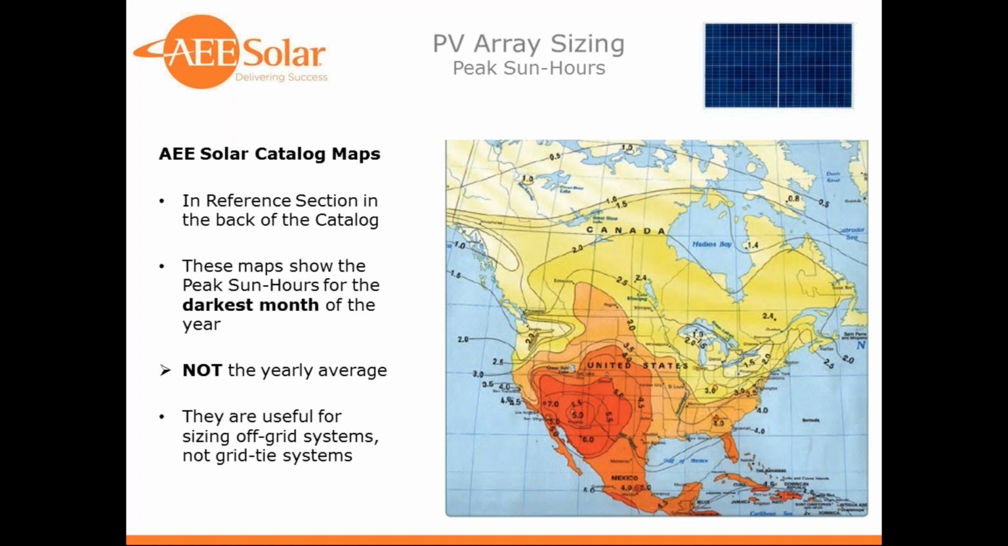Now, these maps are for the darkest month of the year around the world. These are not the yearly average on these maps. So don't use these maps for grid-tie systems. That's not going to work for you. But these are excellent as a quick reference for off-grid systems.